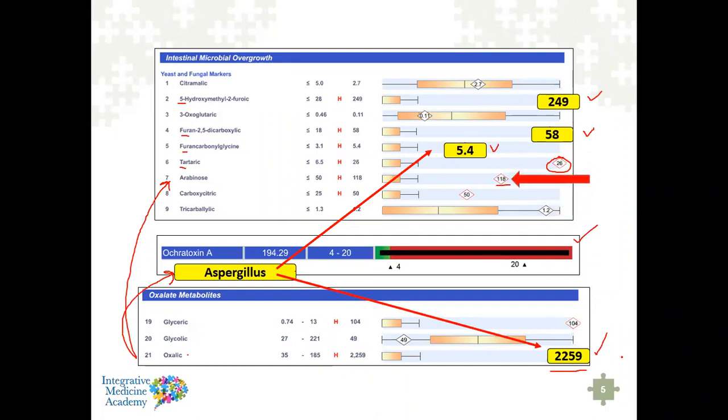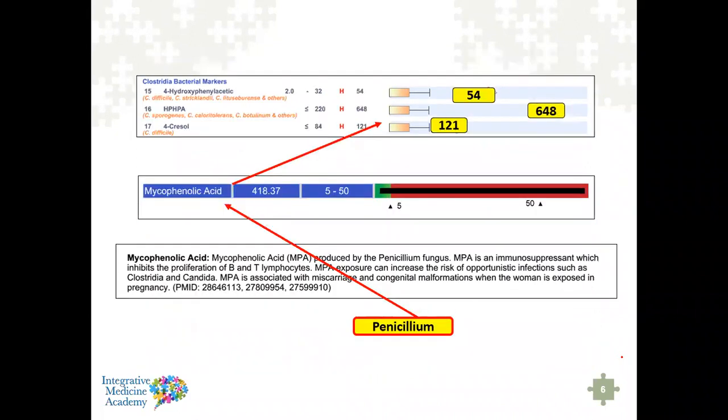And there is our arabinose, right? Arabinose indicating invasive Candida, indicating its potential for oxalic acid production. And one of the other things in this particular case, when we looked at the Clostridia markers at the bottom of page 1 of the OAT, we had 3 of the 4 Clostridia markers elevated, which is relatively rare. The one most common is the HPHPA, but we've got the cresol as well as the 4-hydroxyphenylacetic represented as well.